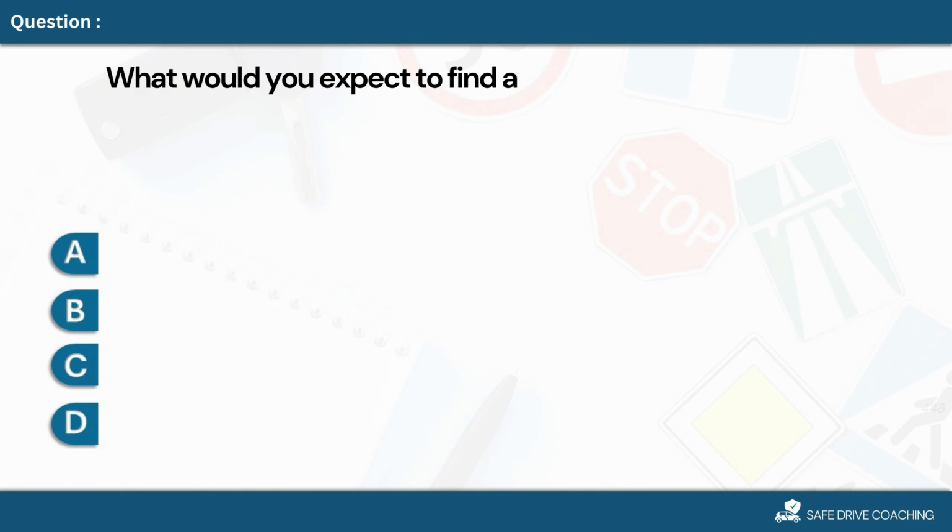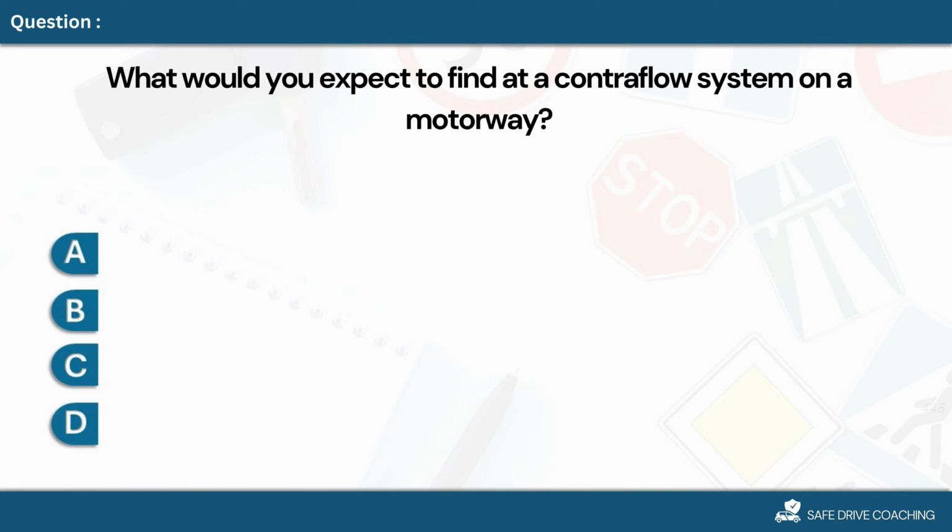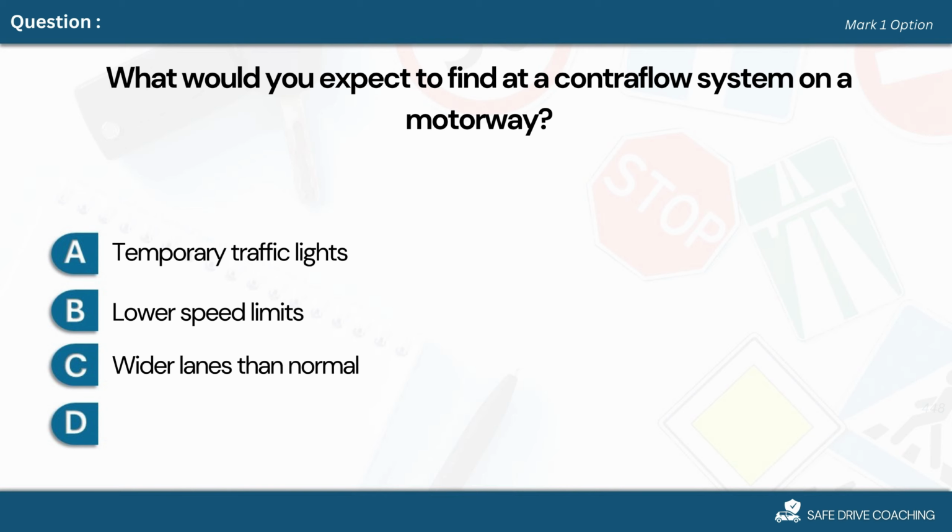What would you expect to find at a contraflow system on a motorway? A. Temporary traffic lights. B. Lower speed limits. C. Wider lanes than normal. D. Road humps.